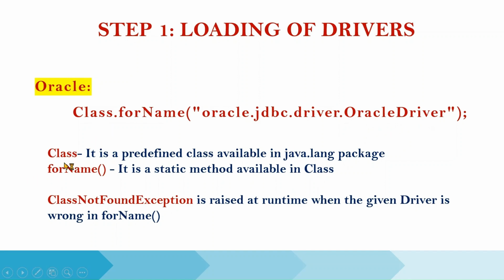Now if you can see the description about Class, can you see capital C here? Capital C Class is a predefined class available in the java.lang package, and the lang package is a default package in Java. And there is a method called forName, and it is a static method available in the class called Class. That is the reason we are calling Class.forName. So this is for loading of drivers. Only one line we need to write.